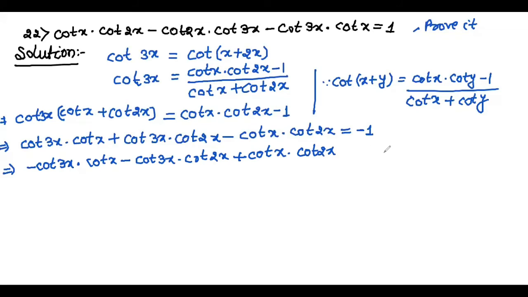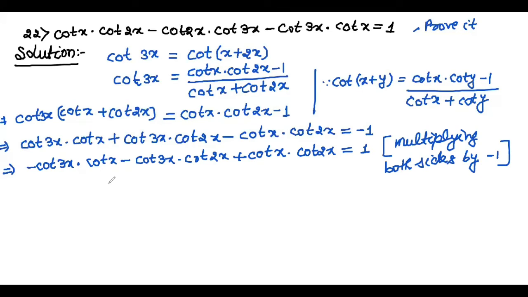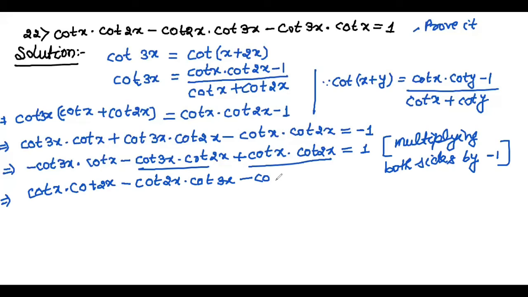Here multiplying both sides by minus 1, we can write it as cot x into cot 2x, this term, and after that minus cot 2x into cot 3x, this one, and then minus cot 3x into cot x, this one, is equal to 1, and this is proved.